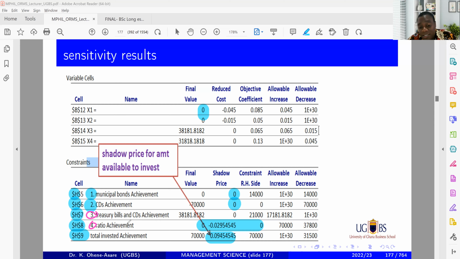If Amma is under duress to invest in treasury bills and CDs, the achievement or ratio achievement, which one is she going to go for? She'll go for treasury bill and CDs achievement because that one wouldn't affect the objective function, but the ratio achievement will reduce this thing. So under duress, she will have to choose the one that will give her nothing than to go with the one that will cut her returns. So that's it. These are all possibilities of sensitivities that I want you to note about it.